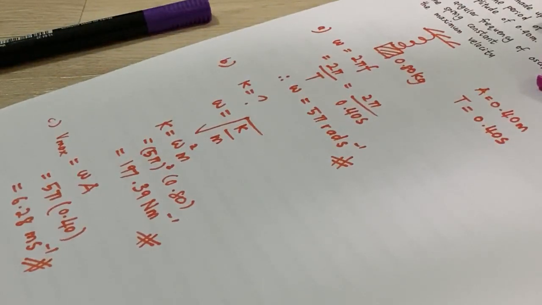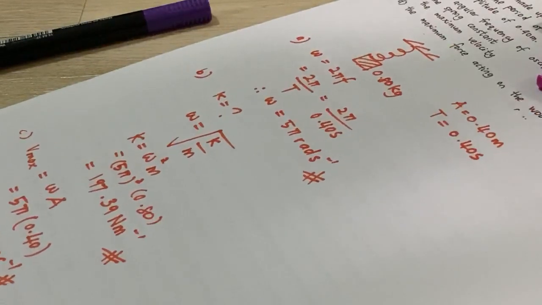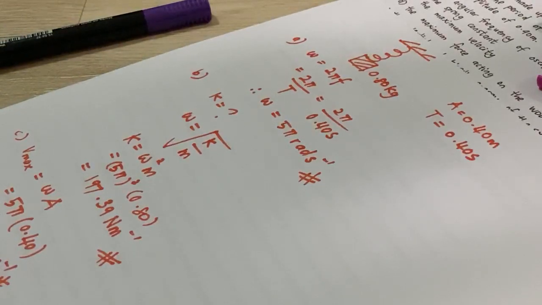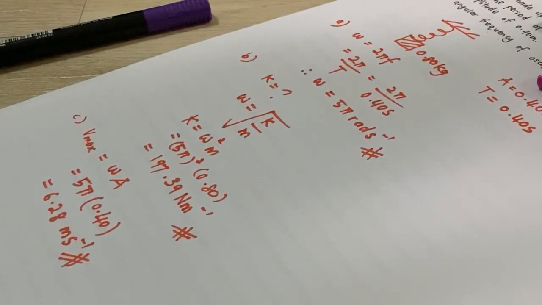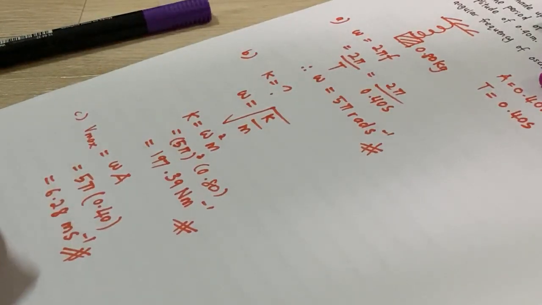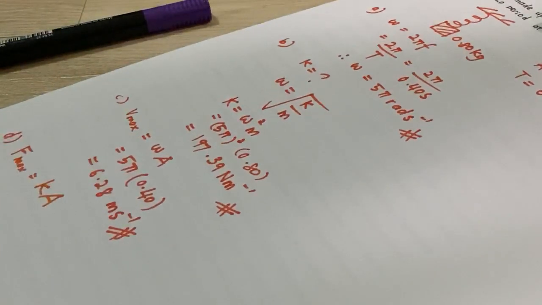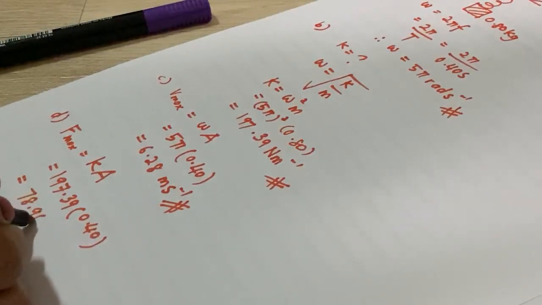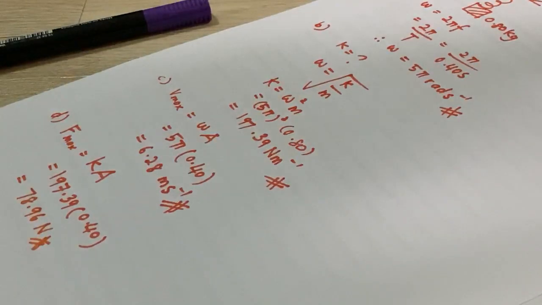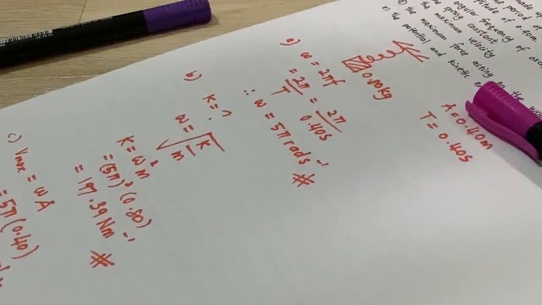Next is to find the maximum force. We can calculate the maximum force using the formula F equals K A, the spring constant times A. The spring constant value is 197.39 and the amplitude is 0.40. So the maximum force is 78.96 Newton.